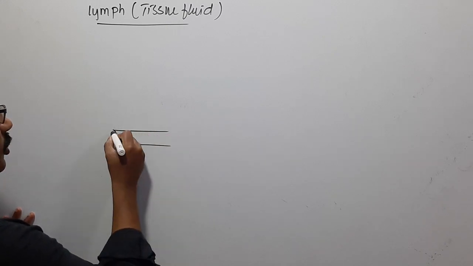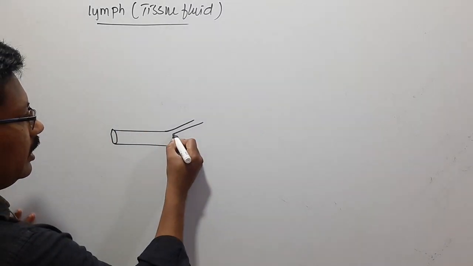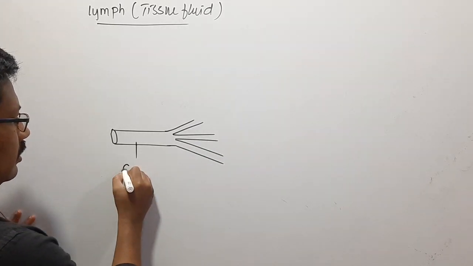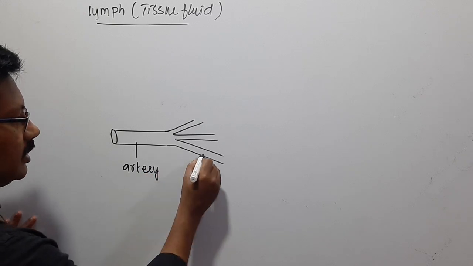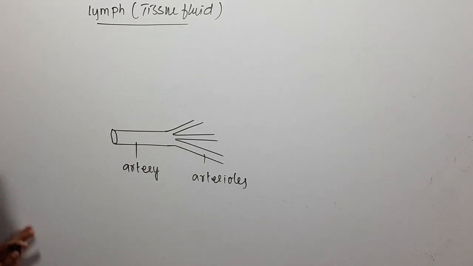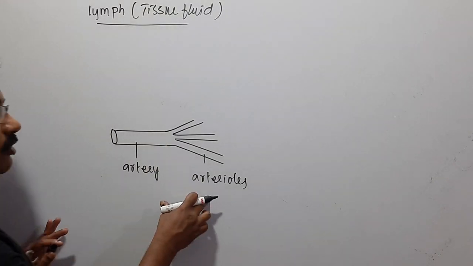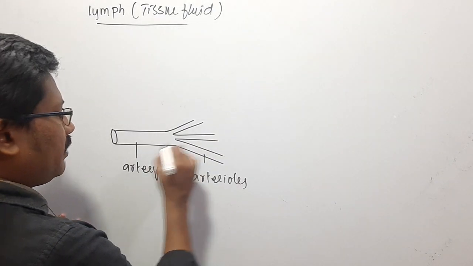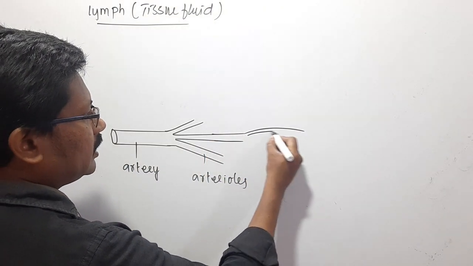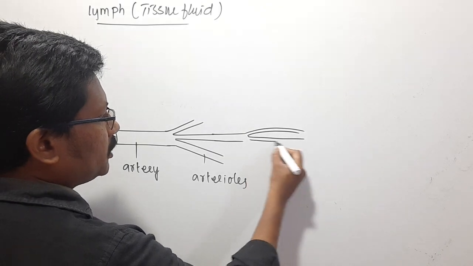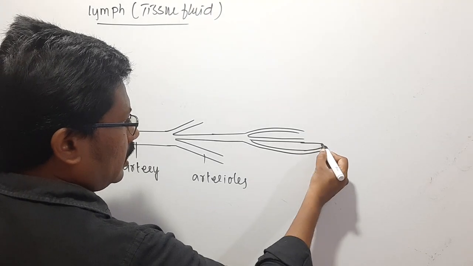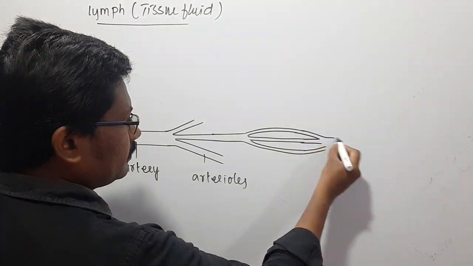So here the arteries divide into smaller branches, and these smaller branches are called arterioles. So the difference will be in the diameter. So arterioles have smaller diameter when compared with artery. Now these arterioles will further divide to form much smaller blood vessels. We call them capillaries.